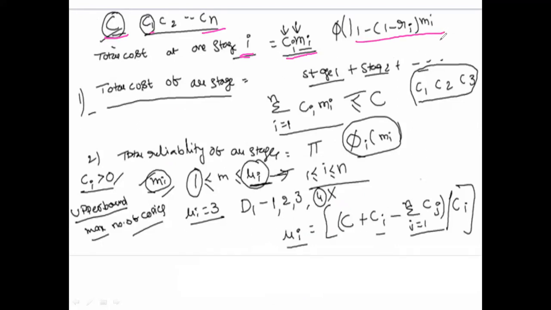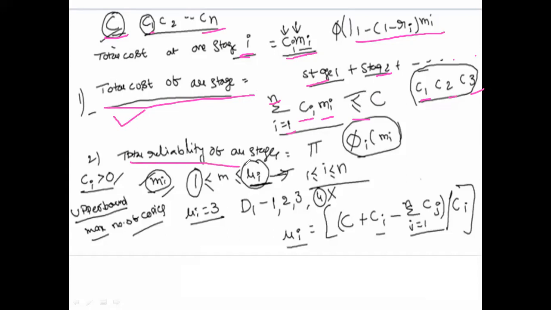So here we have to think about 3 important stages. One is the total cost of the project stage. Total cost of the stage, what? Stage 1, stage 2, up to stage n. So the total cost is C1, C2, C3 and the number of devices is Mi. So it is the summation from i equal to 1 to n of Ci Mi less than or equal to C. Okay, that is one function.